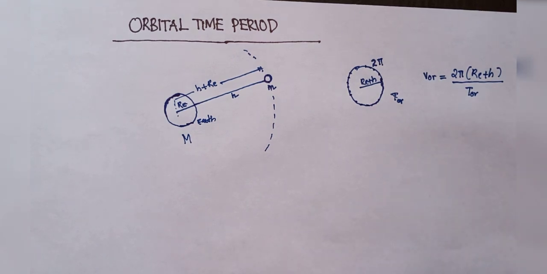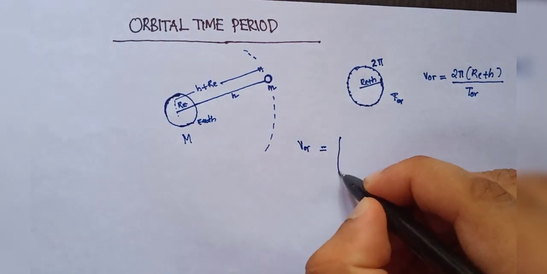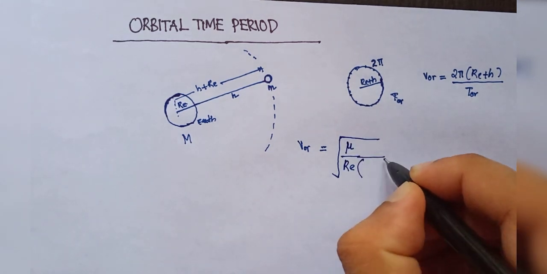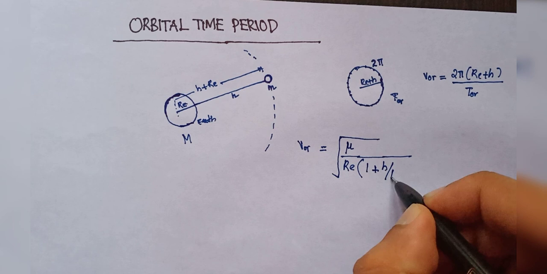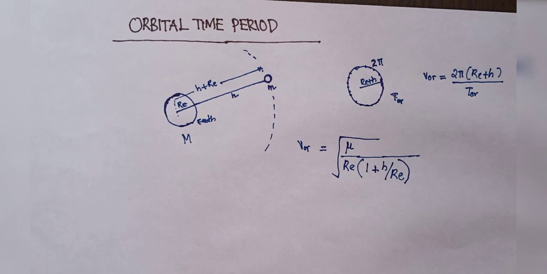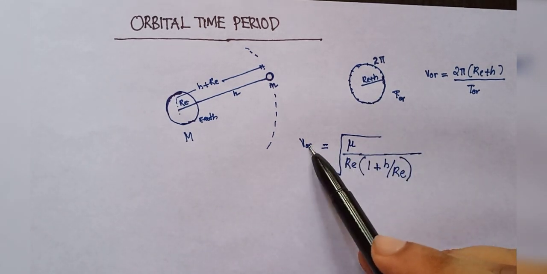In our previous classes, we have already seen what the orbital speed is. In a previous conceptual video I explained that the orbital speed v is the square root of mu divided by Re, and in the denominator you have one more term, because we have taken the height, so you have 1 plus h divided by Re. I hope this is clear for you. Now, as this motion is a circular motion, it's important that you have two equations for v orbital.